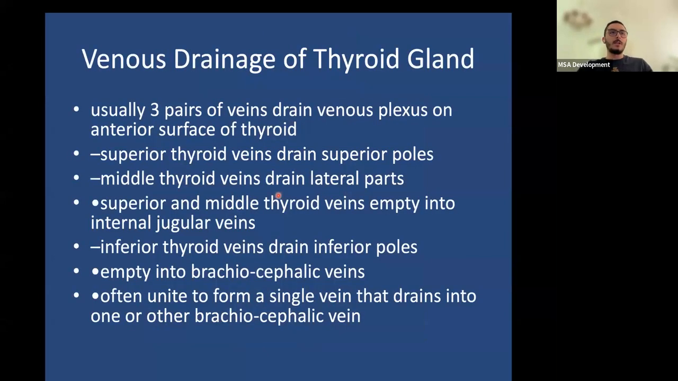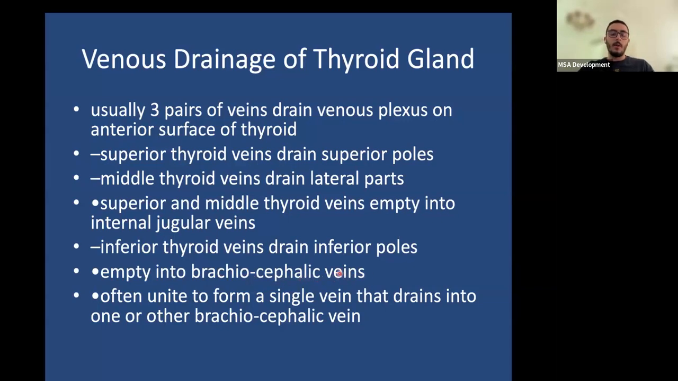Venous drainage is basically easy, usually 3 pairs of veins. It's just basic, just read it and you will understand immediately. Usually 3 pairs of veins drain the venous plexus on the anterior surface of the thyroid: the superior thyroid vein and the middle thyroid vein. The superior drains the superior pole, the middle thyroid vein drains the lateral part, and both these veins empty into the internal jugular vein. The inferior pole is drained by the inferior thyroid vein, and it empties into the brachiocephalic vein.